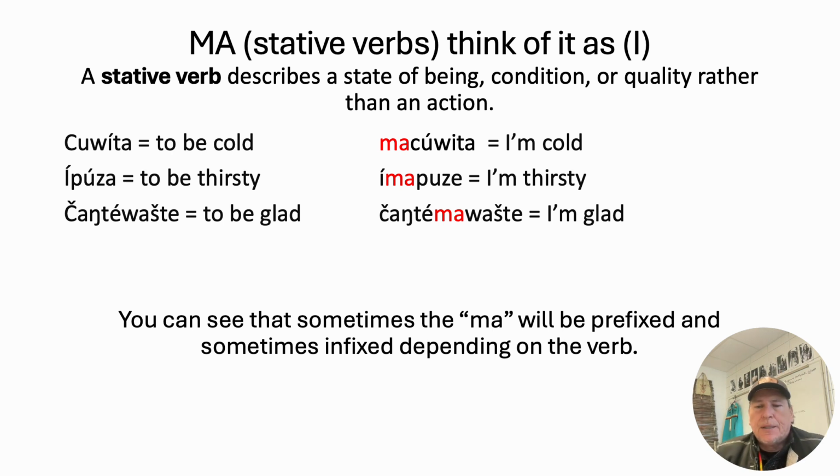Okay, so ma is going to work a little bit differently depending on the context. So in stative verbs, and those are verbs that describe a state of being, a condition, or quality rather than an action. So think of these when we change this to ma, think of it as I, all right, just like BL did and just like wa did, all right? So when we add ma to stative verbs, think of it as I. So let's look at some examples.